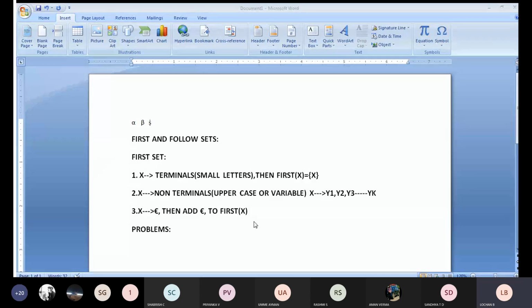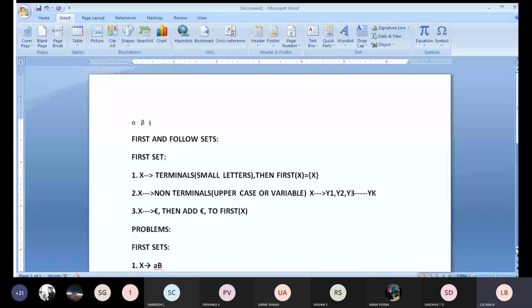First one, X implies small a. For the question we will be solving now, the problem for the first set. Okay.